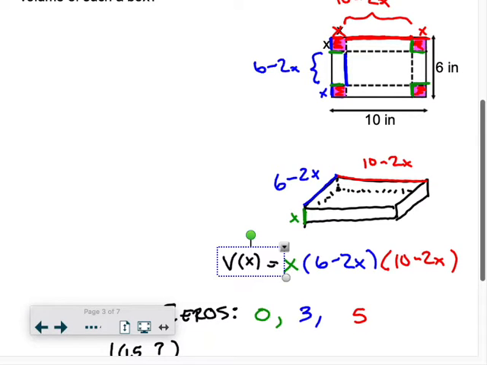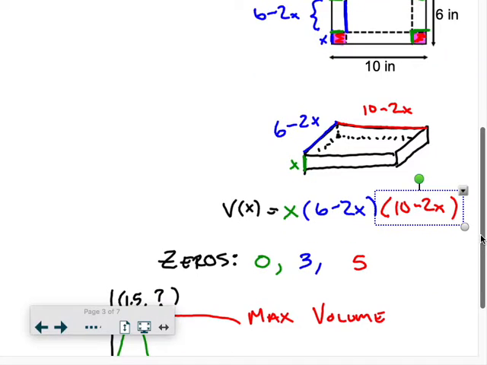I have one factor times another factor times another factor, so that's going to give me an x cubed polynomial. What's nice about this problem is it's in factored form already. Now this isn't completely factored, but it's factored enough to allow us to find zeros of the function, right?